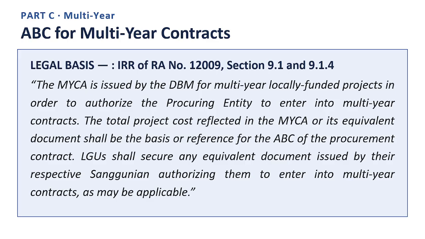The total project cost reflected in the MYCA or its equivalent document shall be the basis or reference for the ABC of the procurement contract. LGUs shall secure any equivalent document issued by their respective Sanggunian authorizing them to enter into multi-year contracts, as may be applicable. End quote. For a multi-year contract, the usual single-year appropriation ordinance is not enough on its own. There must be a specific multi-year authorization, called the multi-year contractual authority at the national level, or an equivalent Sanggunian authorization for a local government unit.